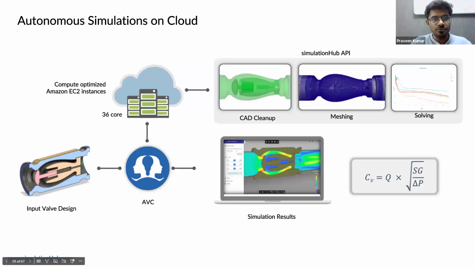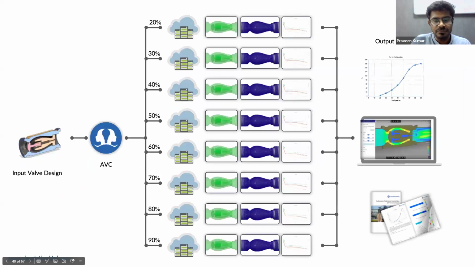Next. What goes on behind the scenes is that when you upload your valve model to AVC, it assigns a 36-core dedicated machine, an EC2 instance on Amazon Web Services, and then runs the conventional CFD process. It uses simulation APIs for doing the CAD cleanup or extracting the fluid volume, and does the meshing, solve, and monitoring of convergence. All these things are done autonomously, and then you get to see the simulation results on the web browser.